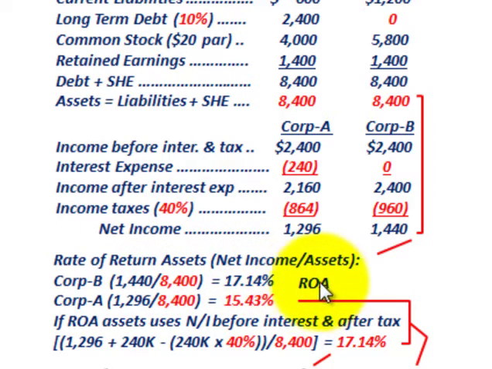a 17.14% return on assets. Now Corp A, their net income was $1,296,000, but they have the same assets at $8,400,000. So they're going to come up with a return on assets of 15.43%. So you can see Corp B has a greater return on assets versus Corp A.